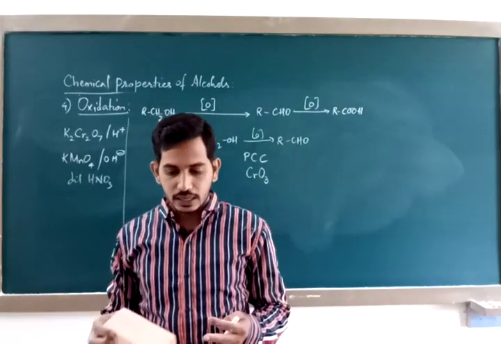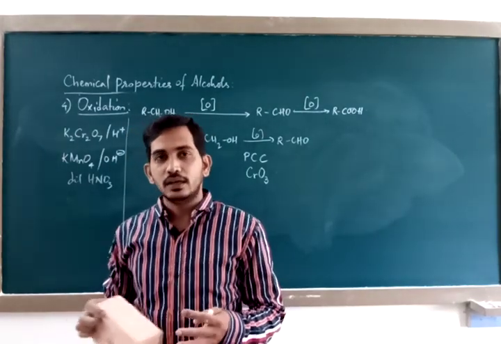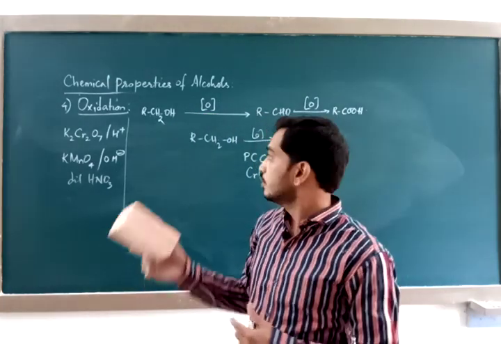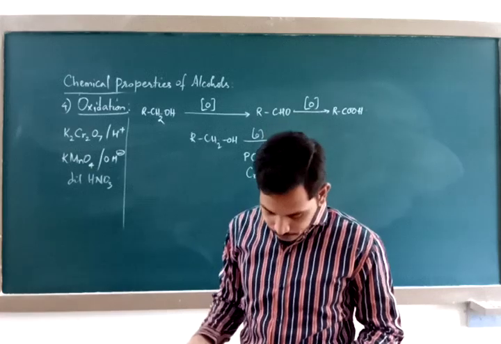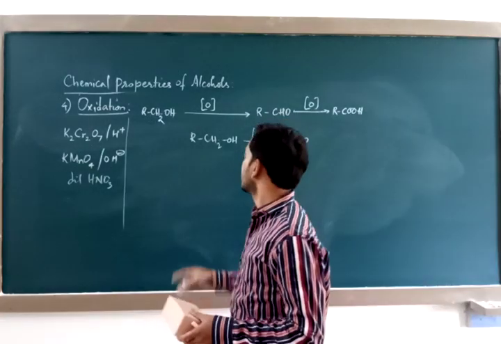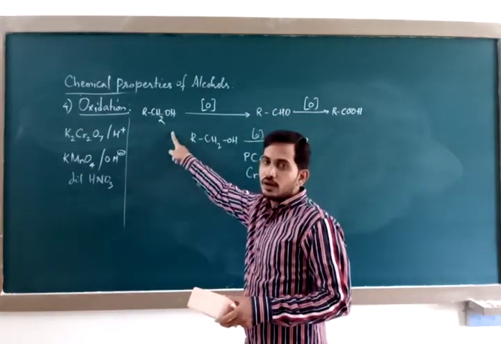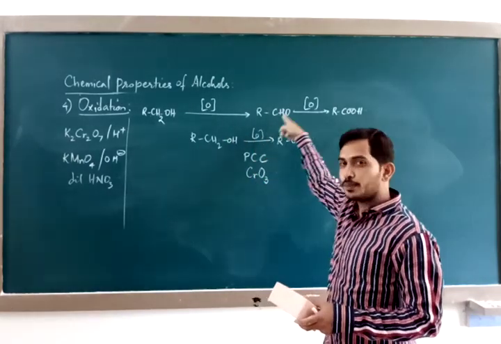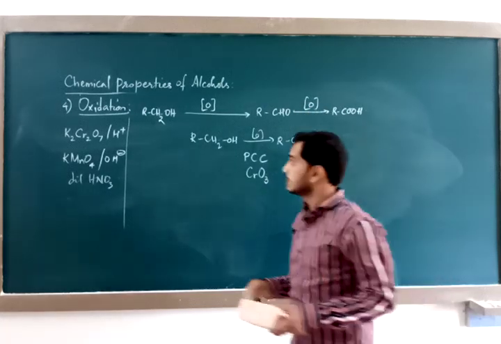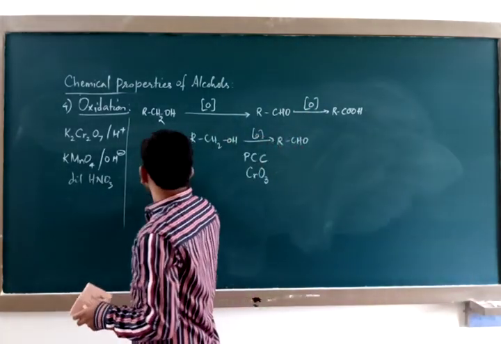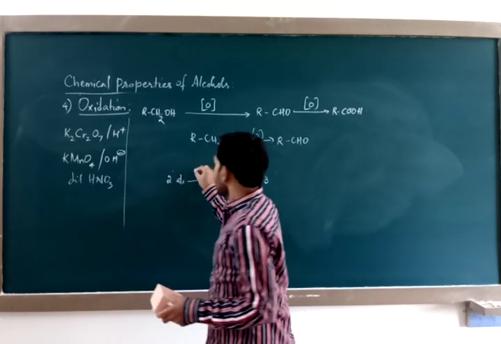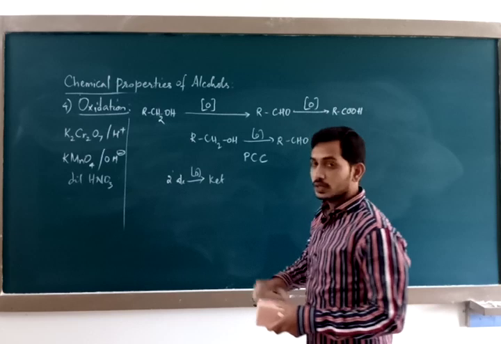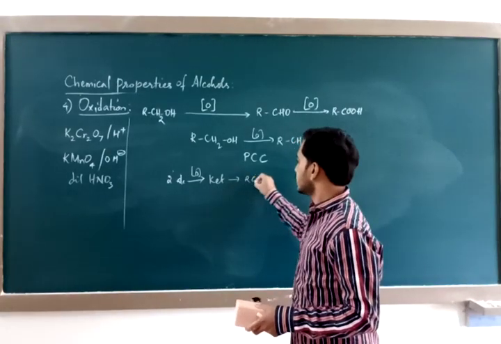Now you have studied reaction with hydrogen halide, reaction with phosphorus halide, and then you studied dehydration followed by oxidation. There is one more point to be remembered. A primary alcohol upon oxidation will give you an aldehyde, which upon oxidation will give you carboxylic acid. A secondary alcohol upon oxidation will give you ketone. It will give you ketone, which will give you carboxylic acid.